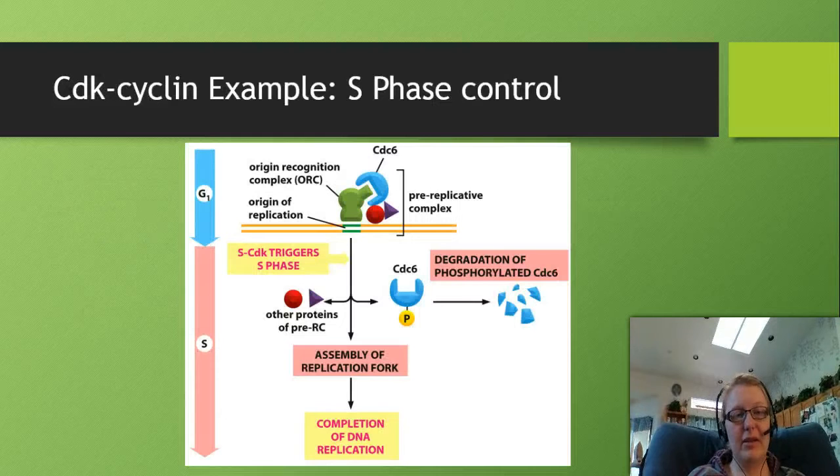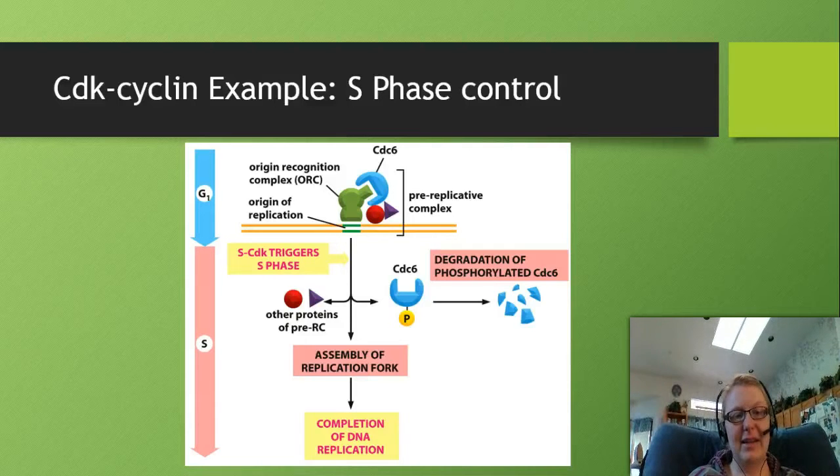Alright, so let's look at a couple examples of how CDK and cyclins work. In this example, we're talking about entering the S phase. So what you can see here is we start out at our origin of replication, and we have that origin replication complex. Remember that big complex of proteins we talked about back in Unit 2. In this case, we have a CDK, which is at CDC6, sitting on the origin of replication, and this is the pre-replicative complex. And what this does is it helps recruit the components, but it doesn't start it yet.